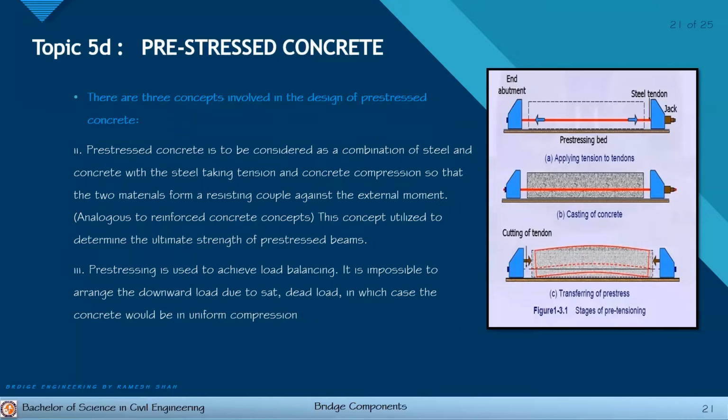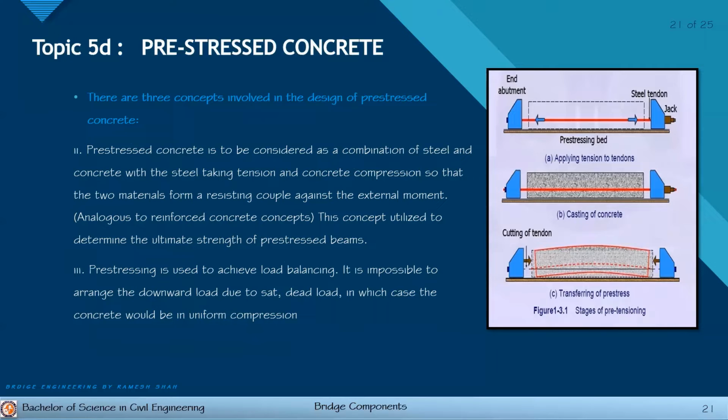So third, we have the pre-stressing is used to achieve load balancing. It is impossible to arrange the downward load due to dead loads, self dead load, in which case the concrete would be in uniform compression.